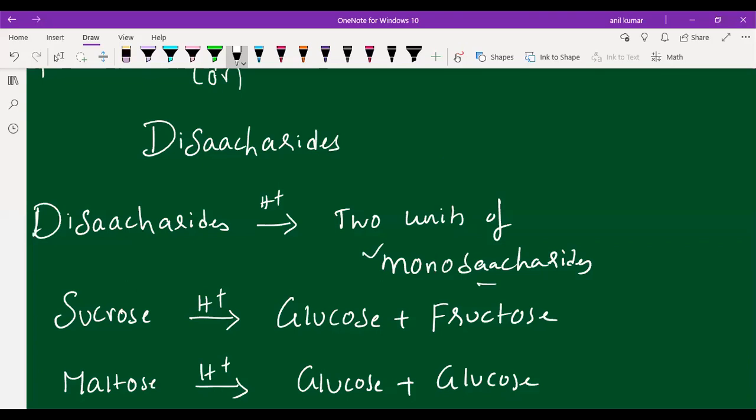The two monosaccharides may be the same or they may be different, students. If you take sucrose, it comes under disaccharides. Sucrose on hydrolysis, what are you going to get, students? You are going to get glucose as well as fructose.